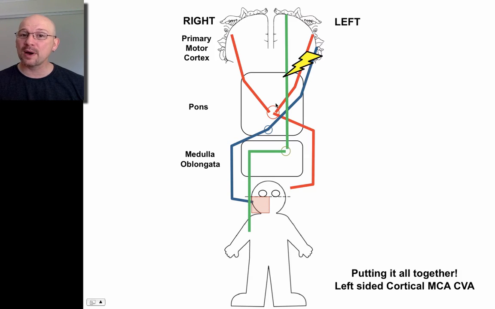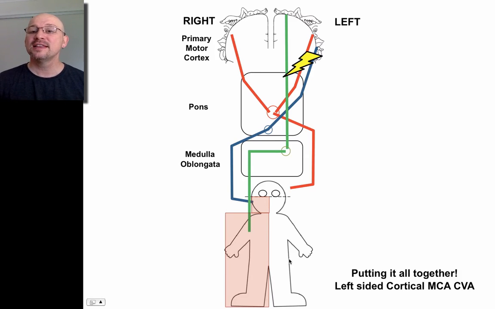What's going to happen to my body? Well, this is damaged here, so my lower body is going to be damaged. This is right side of the body. We know it decussates, so it's got to be the left side of the brain. Forehead's not affected, so it's got to be above that ganglia. So this is a left-sided cortical middle cerebral artery cerebrovascular accident. So you can start to localize roughly where this may potentially be in the brain.